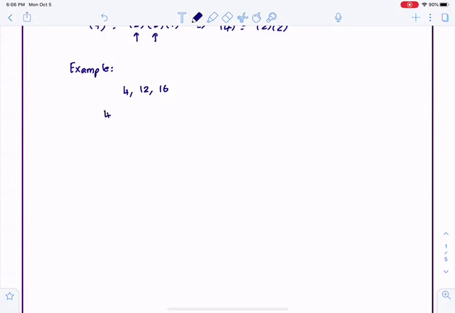I know 4 can be written as 2 times 2 times 1. The next bigger number is 12. I have to write 12 in terms of 4. It is possible. So we have 4 times 3 times 1. But 4 can be written in terms of its factors, which is 2 times 2. We'll ignore that 1.